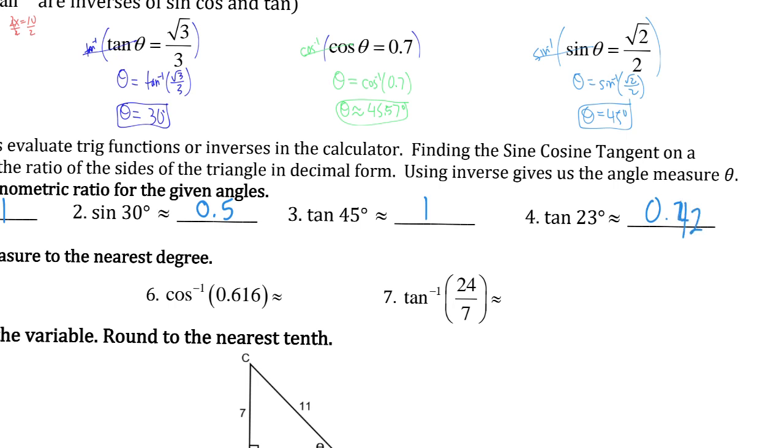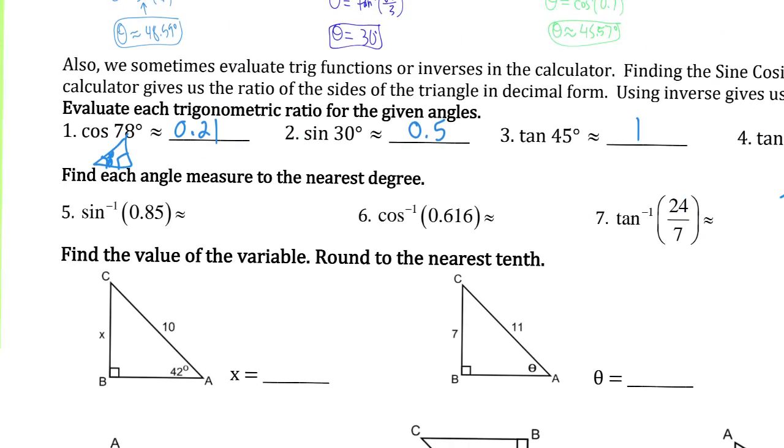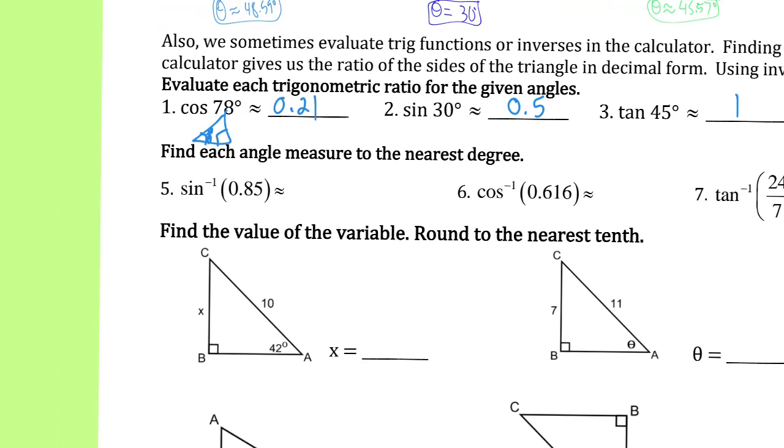So 0.42. Okay, that's what that says. And then the next one is just basically saying, how would you evaluate what is shown here? Okay, do you know how to do those buttons?